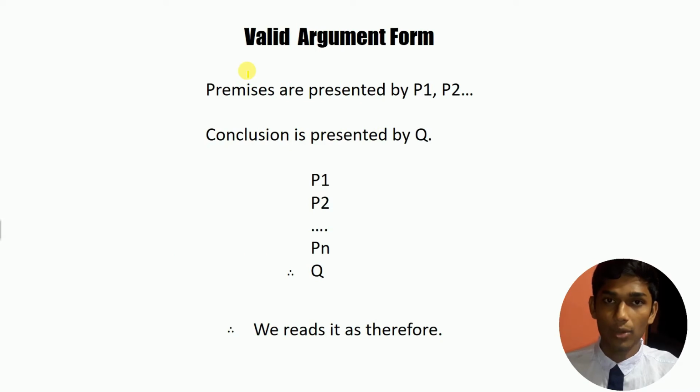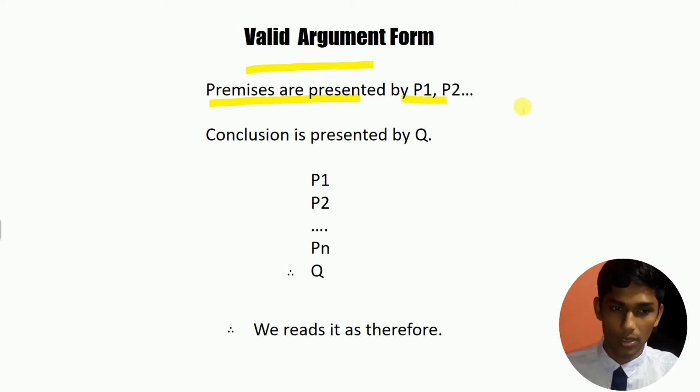Now, how can we construct a valid argument form? Premises are represented by P1, P2 and so on. The conclusion is represented by capital Q. So we may write P1, P2, Pn and the conclusion after that. The symbol here is called therefore.